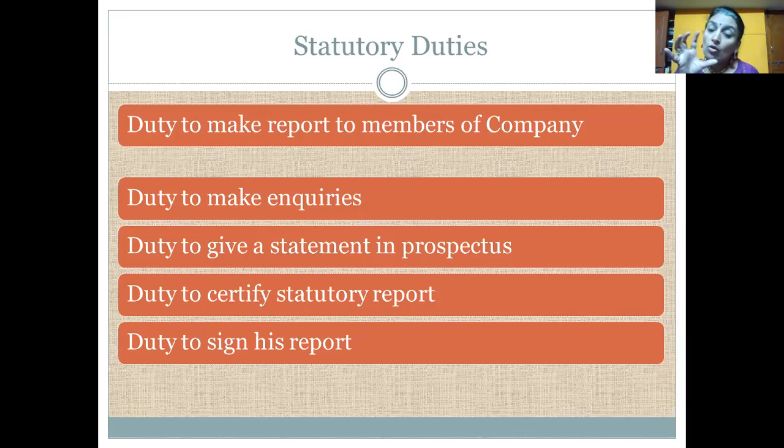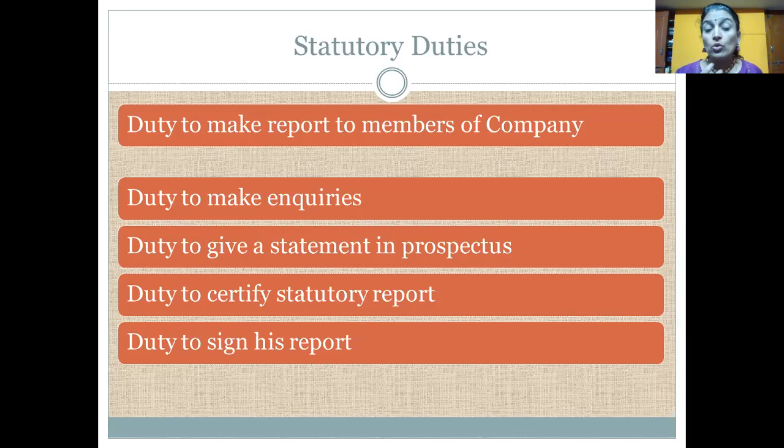And for the sake of capital subscription, while issuing the shares, the company prepares the prospectus. And in the prospectus, he has to give the statement. It is his duty, because shareholders are going to believe the statements in the prospectus. So it should be certified by him. He has to give the statement in the prospectus.